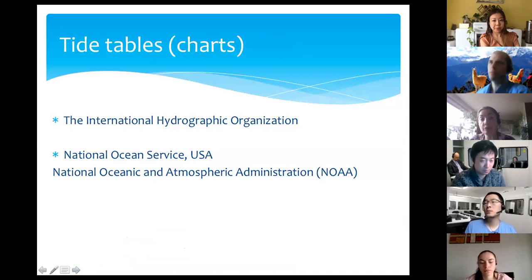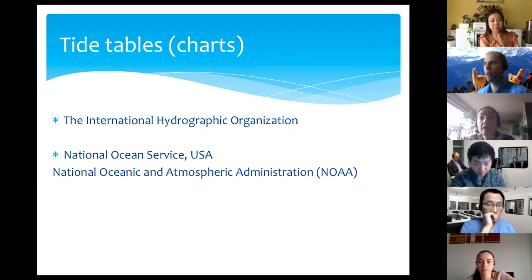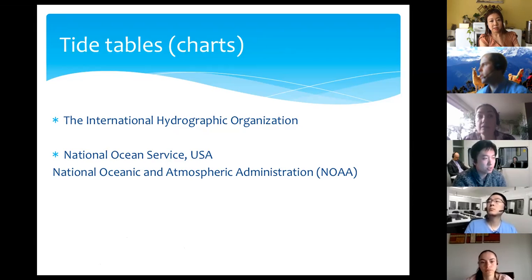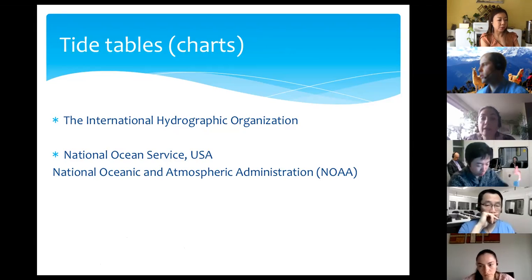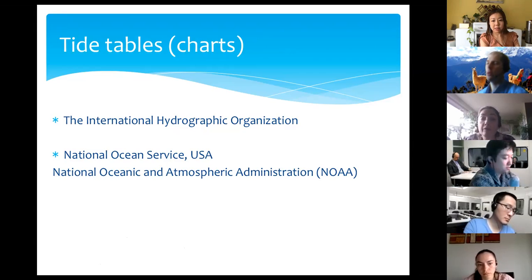Which brings me to tide tables or tide charts. People started constructing them as soon as they became aware of tides and as soon as they realized that tides can actually be predicted. But in the modern day, there are organizations that post annual tide charts or tide tables. They include, for example, the International Hydrographic Organization or the National Ocean Service in the USA.